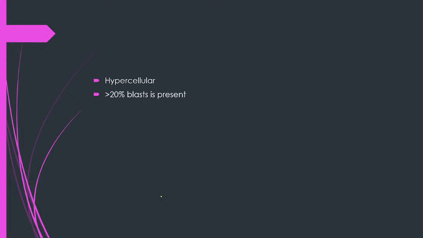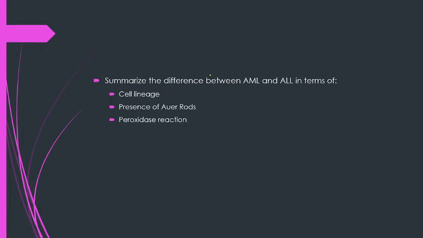Now, I forgot to mention, we're going to repeat it again: 20% blasts is present in the bone marrow. Hypercellular, and 20% blasts present. Next, summarize the difference between AML and ALL in terms of lineage.